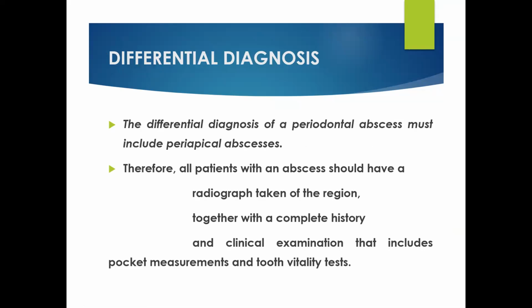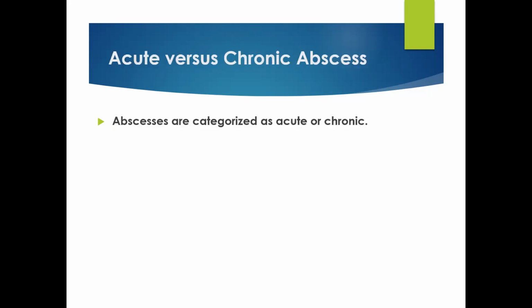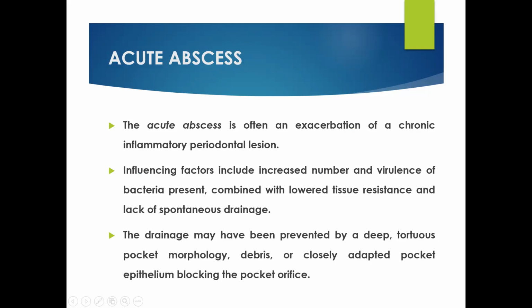So, how will we differentiate amongst the three, that is, periodontal abscess or periapical abscess? A radiograph has to be taken, a complete history is a must, and clinical examination will tell you which of them is present. Abscesses are usually categorized as acute and chronic. Acute is an exacerbation of an already existing chronic periodontal lesion.